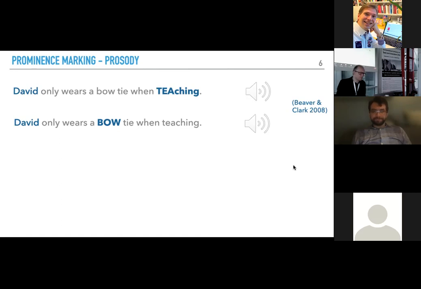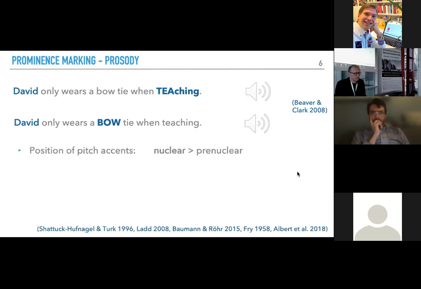So this sentence should sound something like, David only wears a bow tie when teaching. And this suggests, at least that's the most obvious reading for me, that David wears nothing but a bow tie while he's teaching. So nuclear accents are commonly more prominent than pre-nuclear ones, and rising and high accents have been found to sound more prominent than falling or low accents.